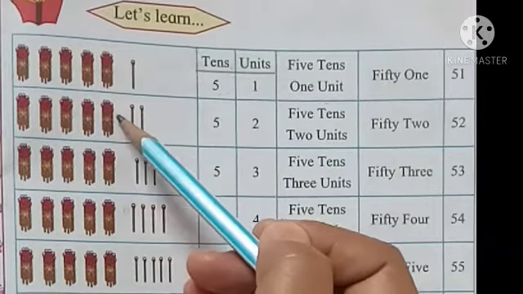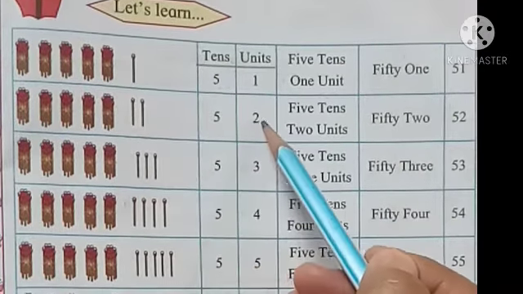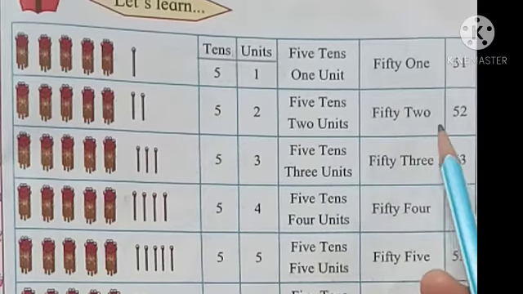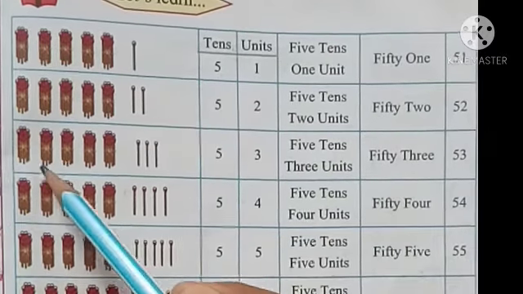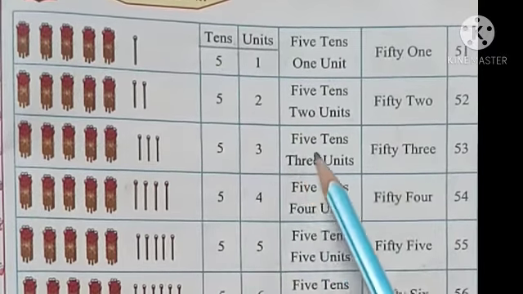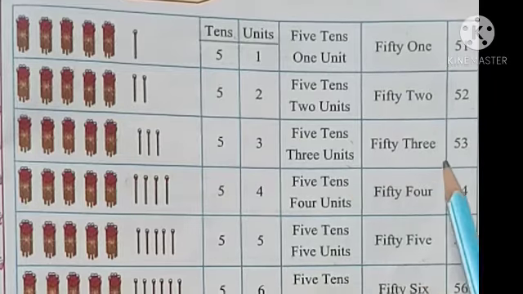1, 2, 3, 4, 5. 5 tens and 1, 2, 2 units. 5 tens, 2 units, 52. And 5 tens, 3 units. 5 tens, 3 units, 53.